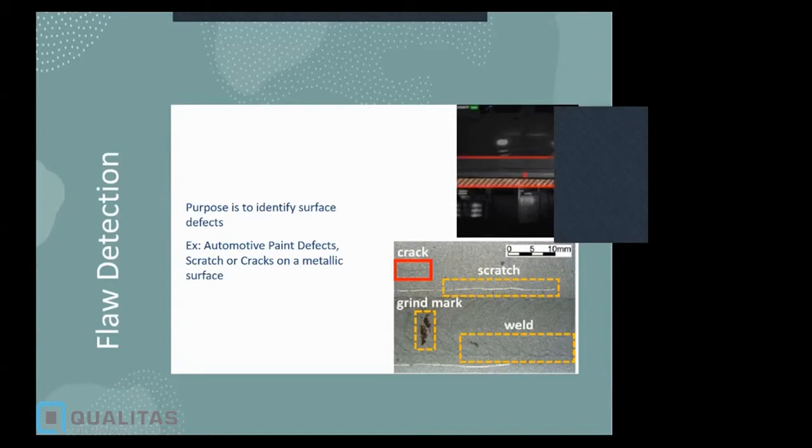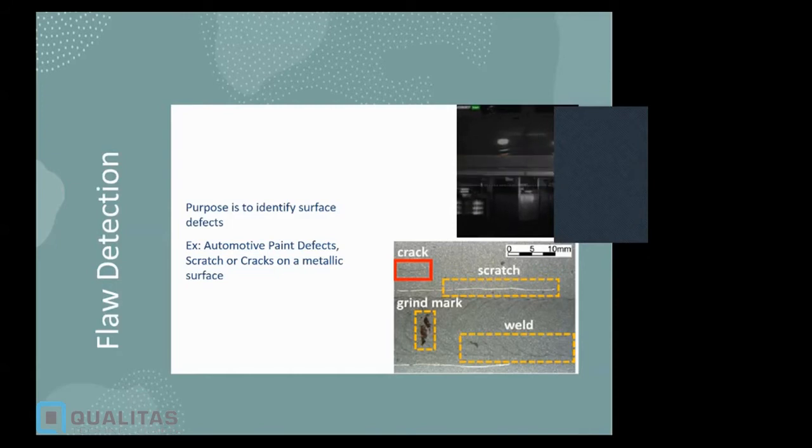Flaw detection is to identify surface defects. Now, what this means is that you have a smooth or a finished surface, and you're trying to identify deviations from the smoothness or the finished surface. And what are some of the examples?